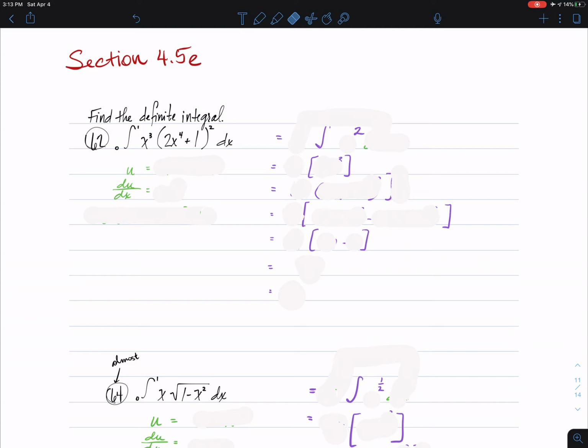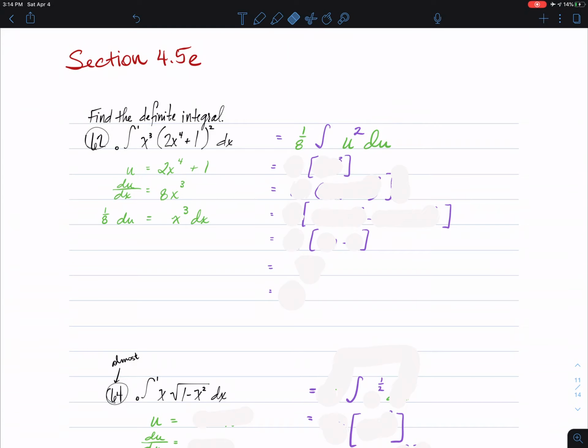All right, so in this first example here, let's let u be the inside, 2x to the fourth power plus 1. The derivative of that is going to be 8x cubed. Now you'll notice that this gives me something to plug in for this piece, and then I also have something to plug in for the x cubed dx, but I don't need the 8, so let's throw the 8 over to the other side by division. All right, so in our substitution then, this guy is going to be our u squared. And then the rest of it, the x cubed dx, is going to get replaced with a 1/8 du.